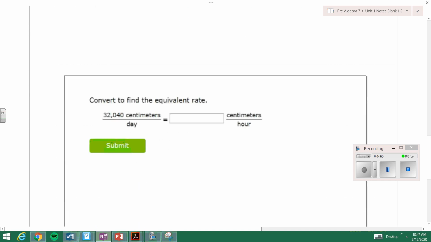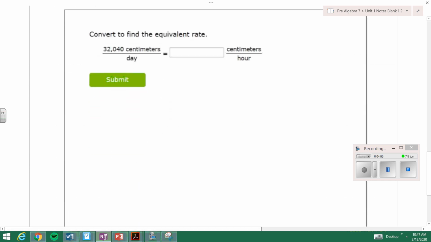Let's go to another example here. This one gives me a rate. Why am I having such a hard time today? 32,040 centimeters per day is equal to how many centimeters per hour? The centimeters is the unit that is going to stay the same. In this case, I have to change the time. I have to know that there are 24 hours in one day. And this is a ratio.